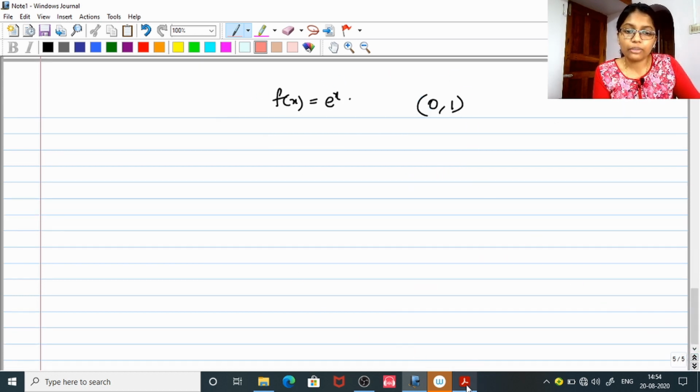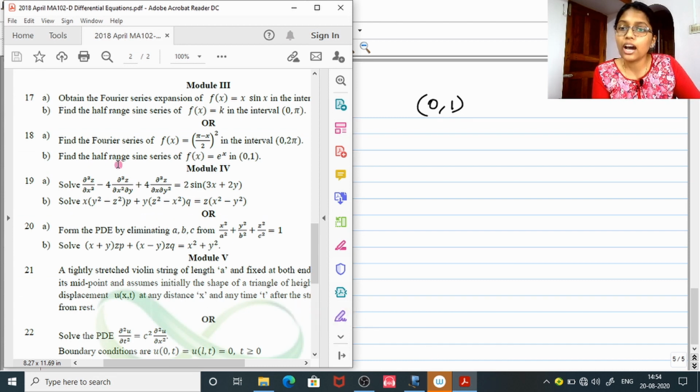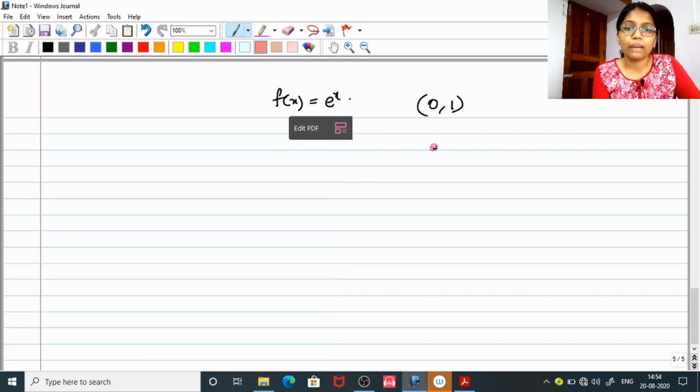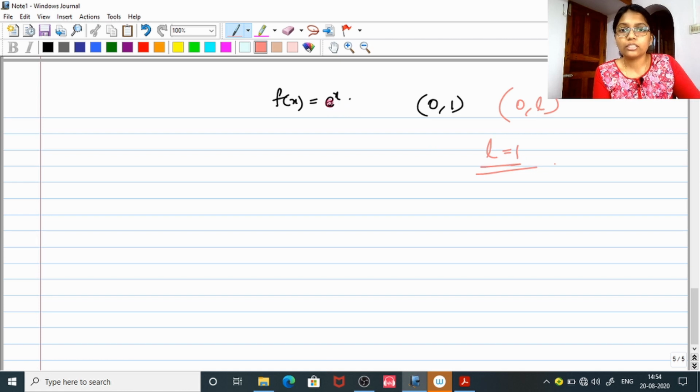So this is our question, to find the half range sine series of f of x equal to e raised to x in 0 to 1. Since it is a half range sine series given, you have to compare it with 0 to L. So comparing, we get L equal to 1. Now let's move on to finding the half range sine series.